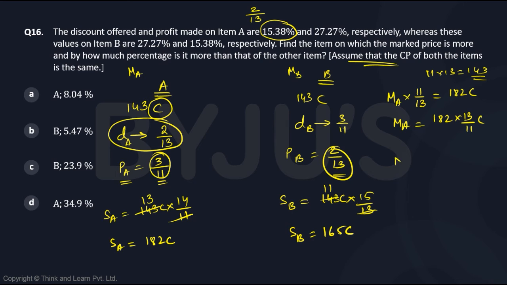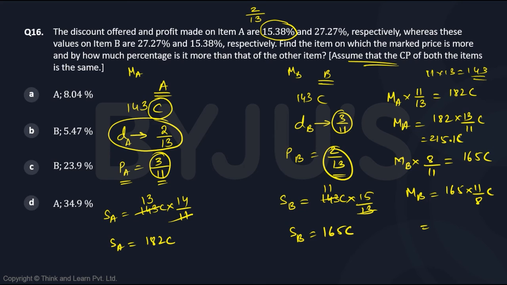Similarly, your mark price of B into, now the discount here is 3 by 11, which is 8 by 11th fraction remaining. This should be equal to selling price, which is 165C, or mark price of B is 165 into 11 by 8C. Now the question is, which of these two is larger? So mark price of A is 182 into 13 divided by 11. So this is 215.1 approximately C.